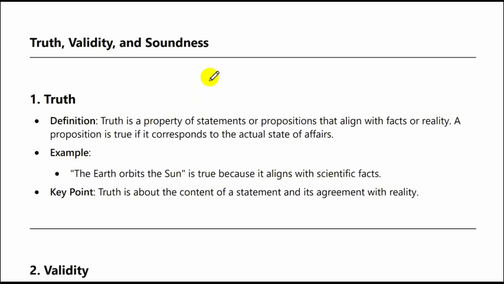Arguments, rather, are valid or invalid. But propositions, which also include premises and conclusions, are either true or false, and arguments are valid or invalid. Example, the earth orbits the sun is true because it aligns with scientific facts. Truth is about the content of a statement and its agreement with reality.